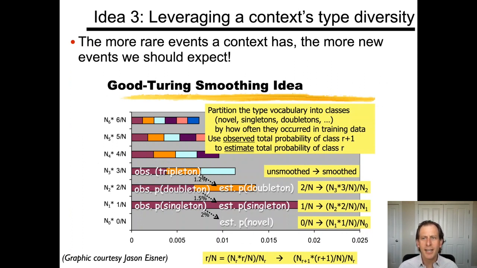Here's idea number two. The more rare events a context has, the more events we should expect it to occur in. So this is context type diversity, and it's related to the notion of Good-Turing smoothing. Let's suppose that in my training data set, I have words that never occurred in a particular context, words that occur once in a particular context, and words that occur more and more. First of all, most words occur rarely in any given context. But seeing a word once is very similar to having never seen it. In fact, before you saw it once, you had never seen it. Before you'd seen a word twice, you'd seen it exactly once.